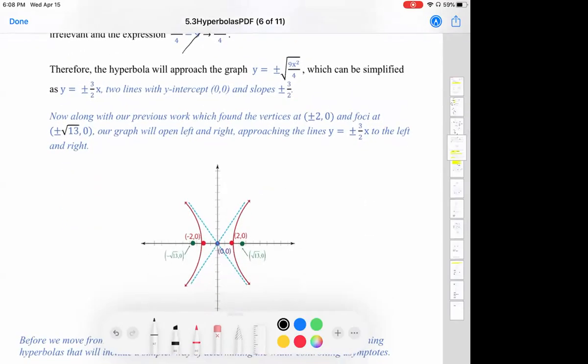Now, along with our previous work, we found the vertices at plus or minus 2, so these points in red, and the foci at plus or minus square root of 13, those points in green. Our graph will open left and right, approaching the lines y equals plus or minus 3 over 2 x. So it's this new line in blue.